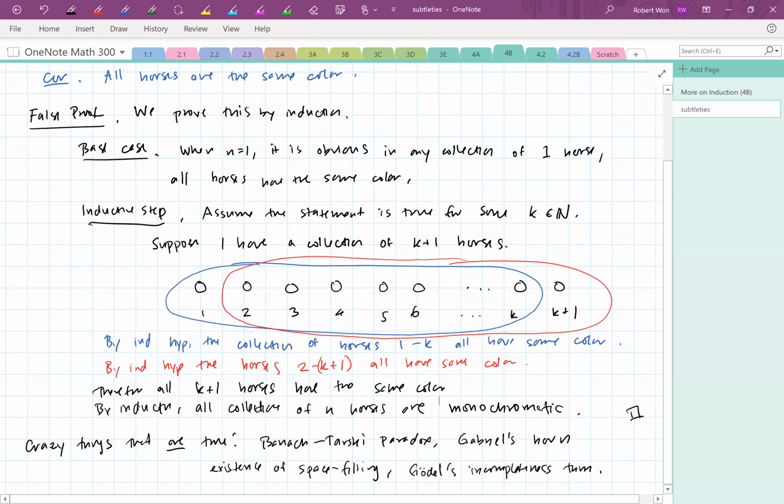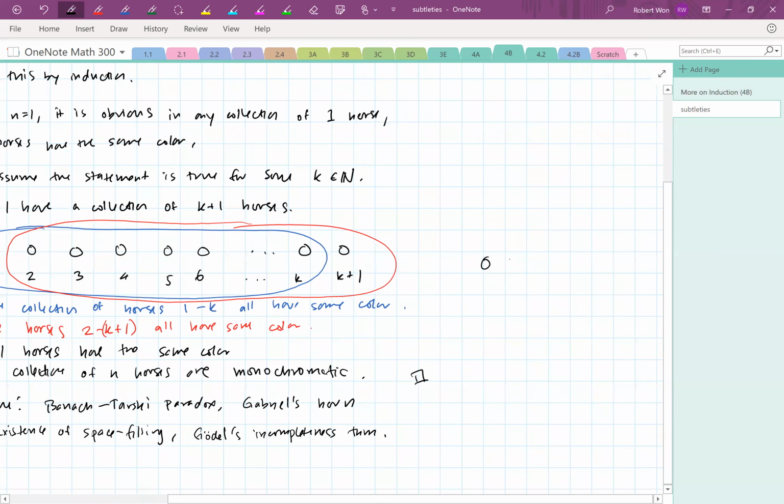In this inductive step, it does work as long as k is 2 or bigger, because if k is 2 or bigger, this picture is accurate even for 3. These are the same color, these are the same color, there's an overlap, therefore all the horses in this group are the same color. So this inductive step works as long as k is not 1.